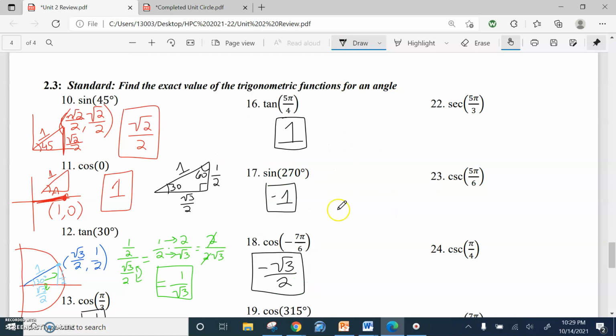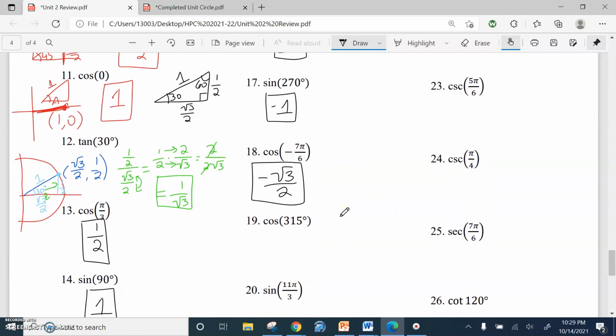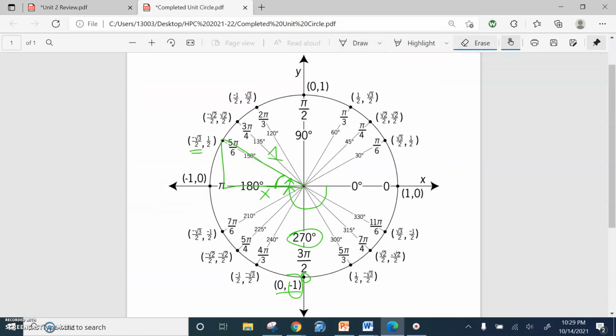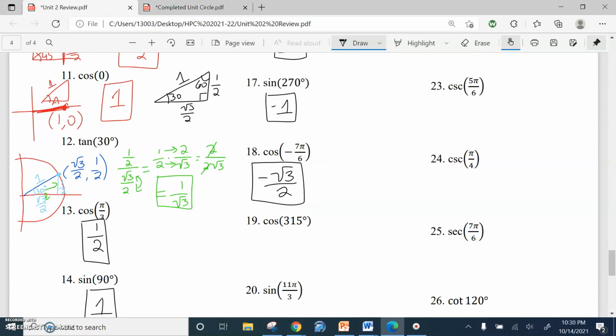Moving on, 19, look at this. We're rolling: 315 degrees. I can tell you anything that ends in a 5 like that, chances are it's going to have a reference angle of 45, right? Because when we do this, 315, well, there's 90, 180, 270 plus 45. 270 plus 45, that's 315.